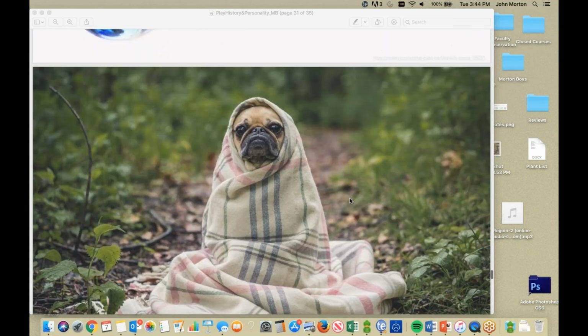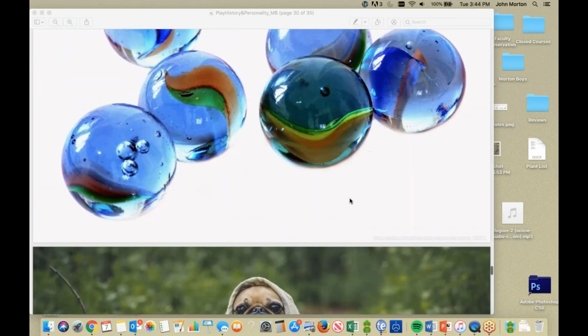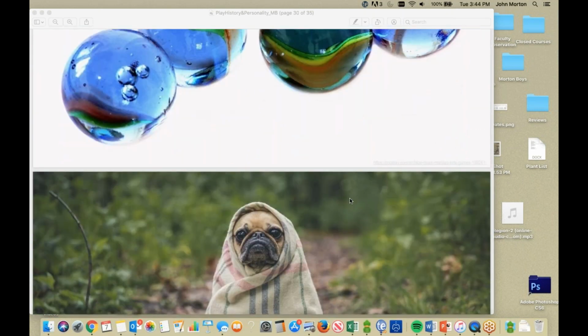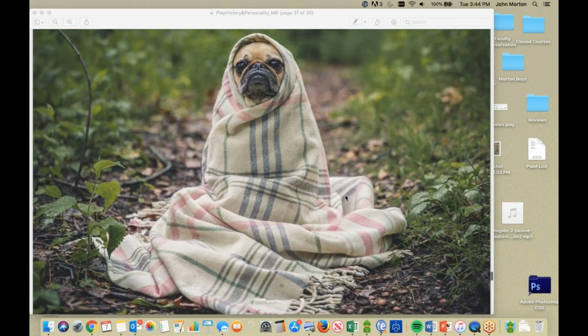So, we'll review what we learned about play. There's this picture of a dog, which is fun. Right, my 8-month-old thinks it's fun to play 24 hours a day.